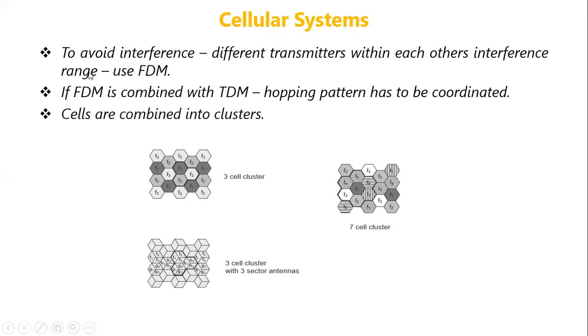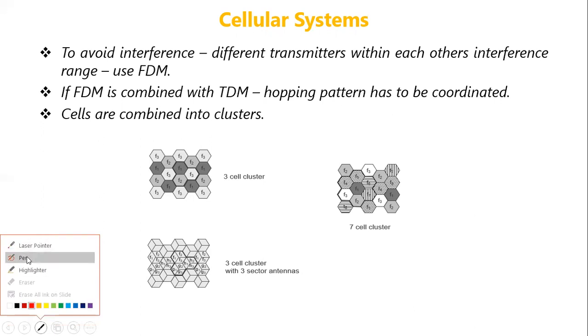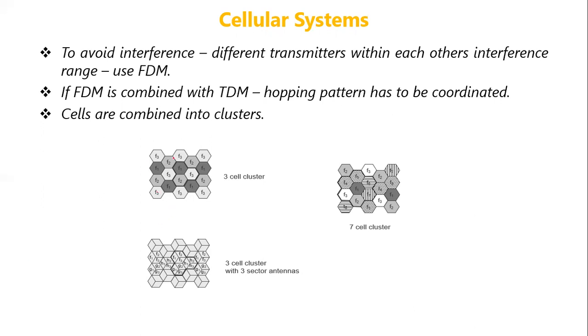In the first pattern, you can see three cells were combined together to form a cluster. For example, this is one cluster, F1, F2, F3. Like this is another cluster, F1, F2, F3. Like that, every three cells form a cluster, F1, F2, F3.